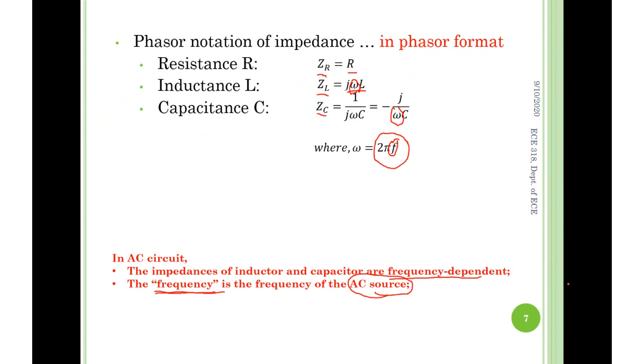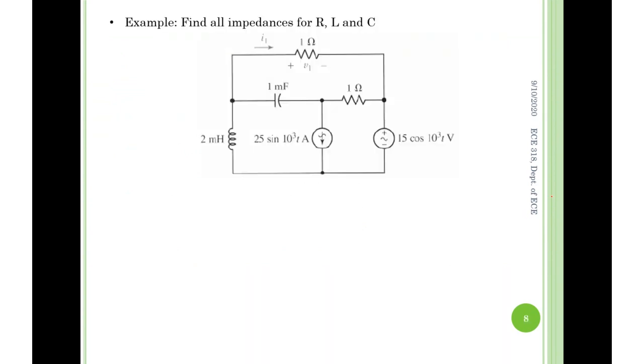So this is basically the concept of AC, and here is an example for finding the impedance of a resistor, capacitor, and inductor. I leave this for you to do as an after-class exercise. So basically that's all for today.